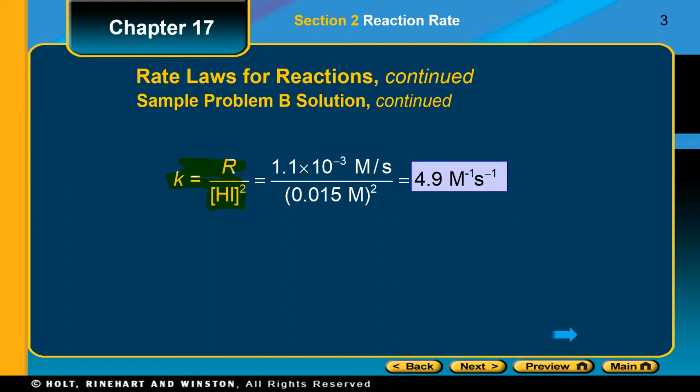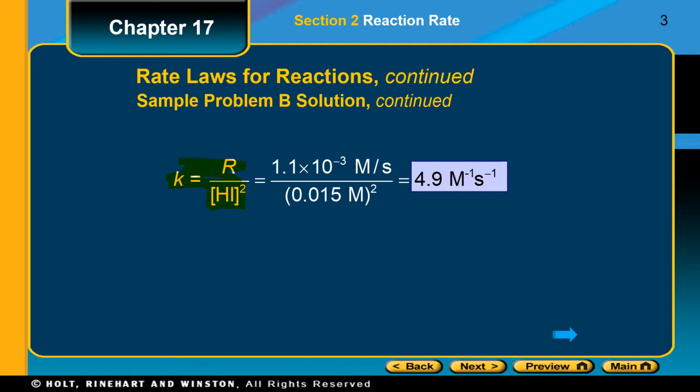Now, the question might be, what numbers do I put in here? The key, very important thing to remember, is that this concentration and this rate have to be for the same experiment. You can't pick one from one experiment and one from the other. They have to be from the same experiment. So this looks like it's trial 1. This is the concentration of the hydrogen iodide in trial 1, and this was the rate of trial 1.